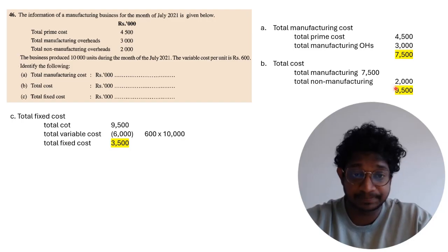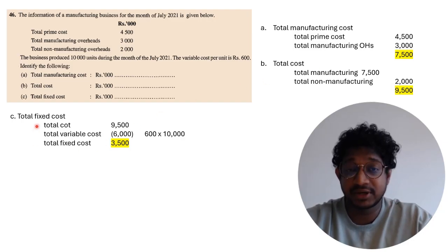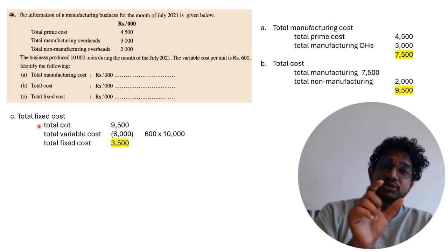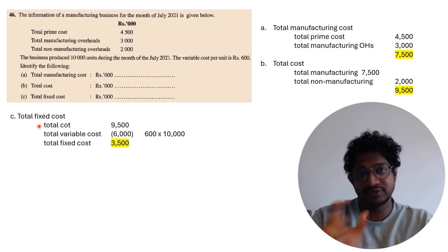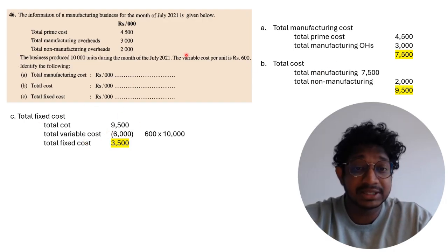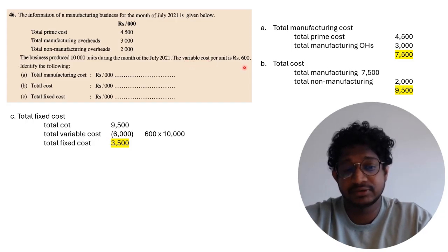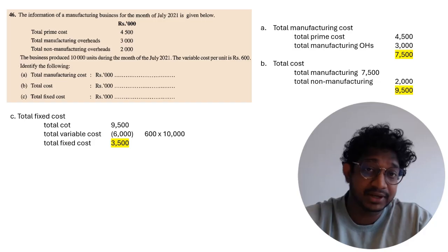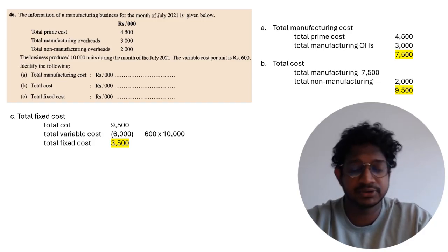So both together, 9,500,000 is your total cost. But you have to find the total fixed cost. Total cost includes two things, total variable cost and total fixed cost. So your total cost we found is 9,500, and the variable cost per unit is 600. So simple, 600 into 10,000, 6,000. So 9,500 minus 6,000, your total fixed cost is 3,500,000, right?